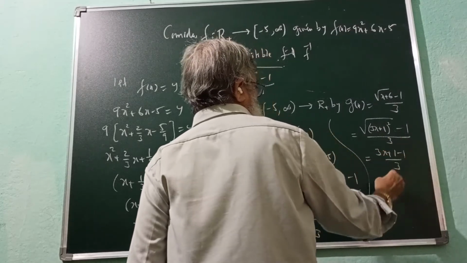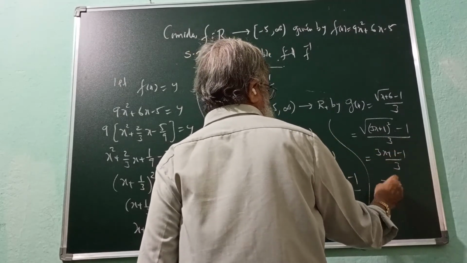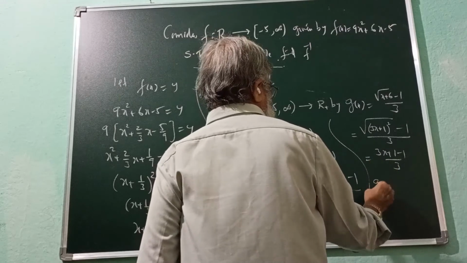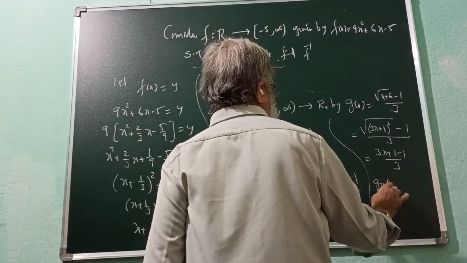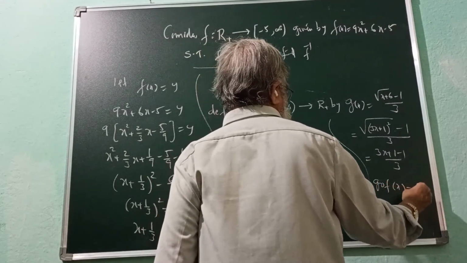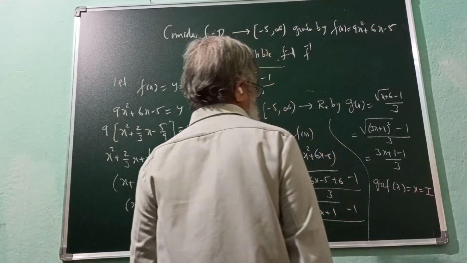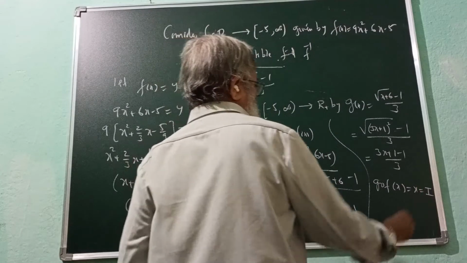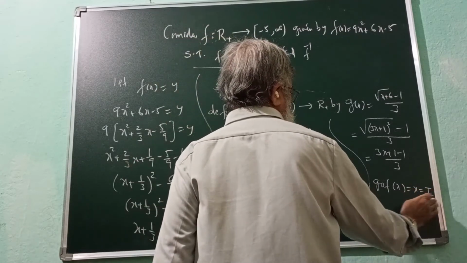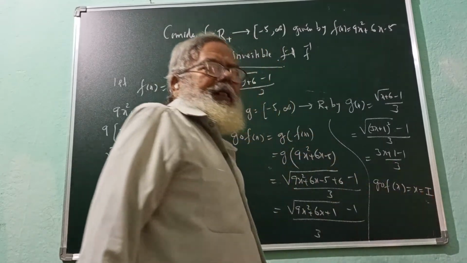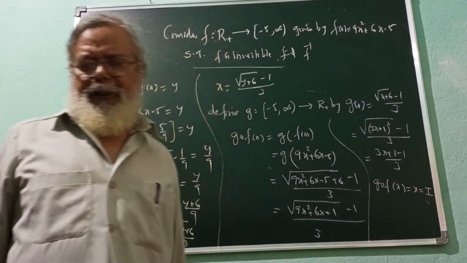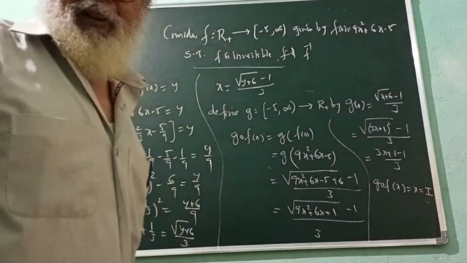Minus 1 plus 1 get cancelled, 3 cancels with 3. Therefore, g composition f of x is equal to x, which is nothing but the identity mapping I. If you want to write the interval, you can, but writing only I is sufficient. Now next we have to see f composition g.